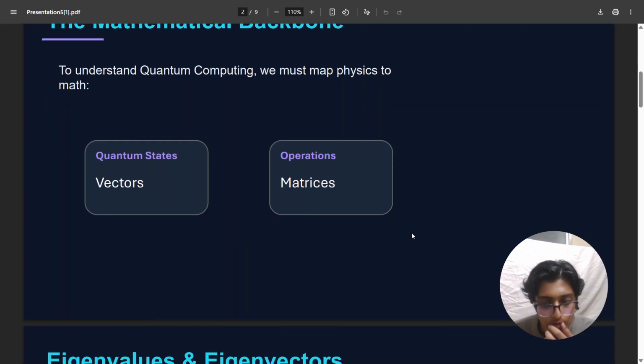Now before we look at the equations, I want to ask a question. How do we translate the physical world into code? In classical computing, it's easy. We use bits, zeros and ones, and Boolean logic. But in quantum computing, the rules of physics, specifically quantum mechanics, take over. To describe nature, we don't use Boolean logic, we use linear algebra.